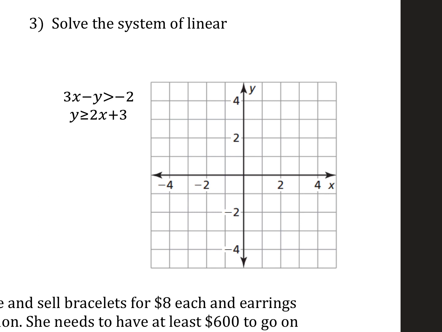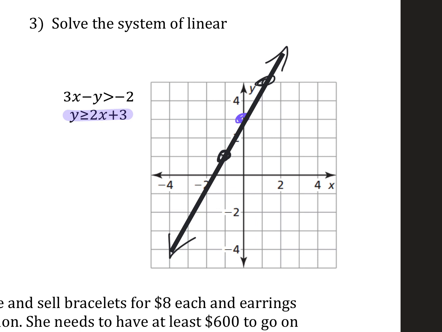Alrighty, so I'm going to graph the one that's in slope-intercept form first. I'm going to start at the positive 3, and then I'm going to go up 2 over 1. I don't have room to go up 2 and over 1 again, so I'm going to go back here and then go down and over. And I'm going to connect it with a solid line because there is an equal to sign.